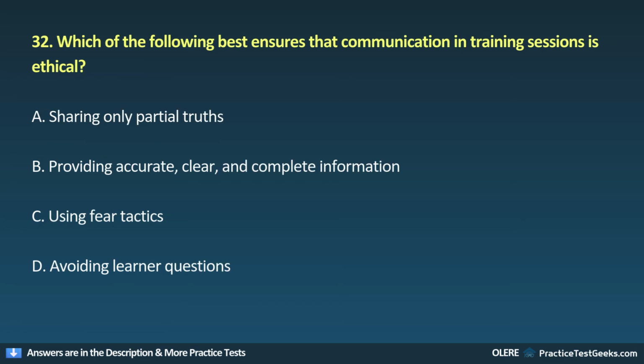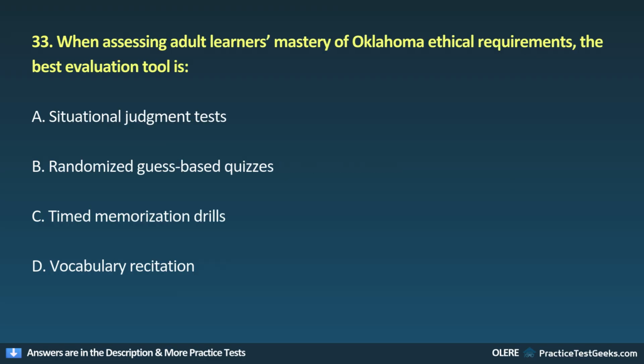32. Which of the following best ensures that communication in training sessions is ethical? A. Sharing only partial truths. B. Providing accurate, clear, and complete information. C. Using fear tactics. D. Avoiding learner questions.